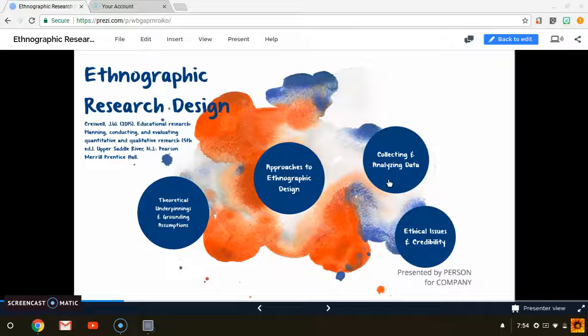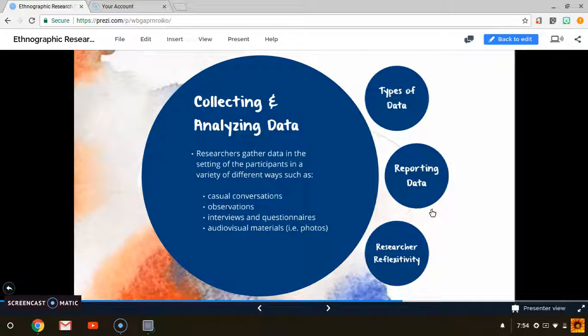Collecting and analyzing data. Researchers gather qualitative data in the setting of the participants in a variety of ways, such as casual conversations, observations, interviews and questionnaires, and even audiovisual materials such as photos.